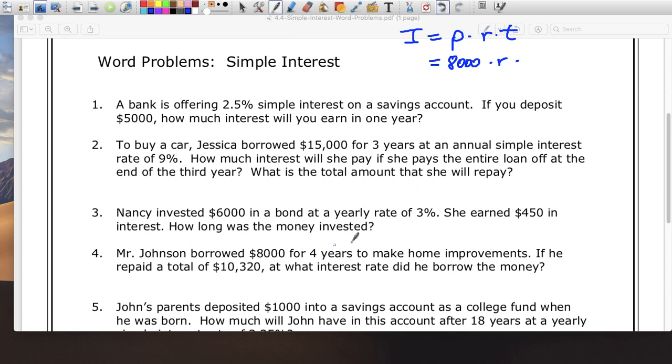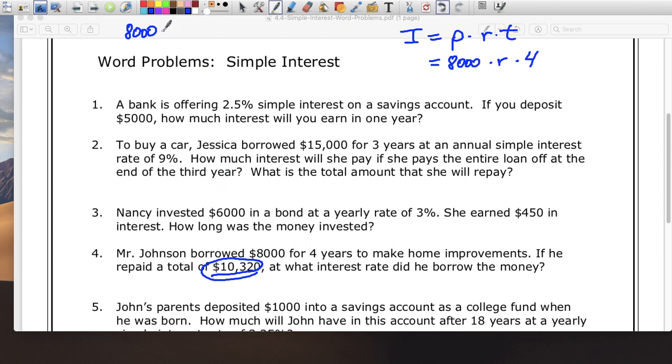Time, do we know the time? Yes, it was 4 years. Now, after 4 years, it says here that he paid this much, right? So his initial, how much did he initially borrow? $8,000, right? And he ended up paying 10,320.